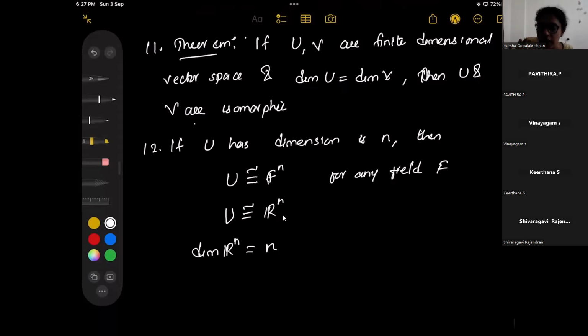Okay. So in general, what I want to say is if we are taking any finite dimensional vector space, we can say that space is isomorphic to some Rn depending on the dimension of the space. Okay. Is this clear for everyone? This one?